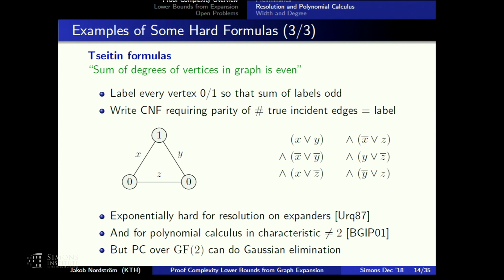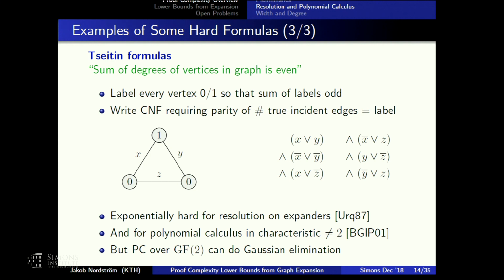Another interesting class of formulas encodes the handshaking lemma, or that the sum of degrees of vertices in an undirected graph is an even number. We encode this in a sneaky way by labeling vertices 0, 1 in such a way that their sum is an odd number. Edges will be the variables, and every vertex now has a constraint saying that the parity of the truth values of my edges incident to me is equal to my label.